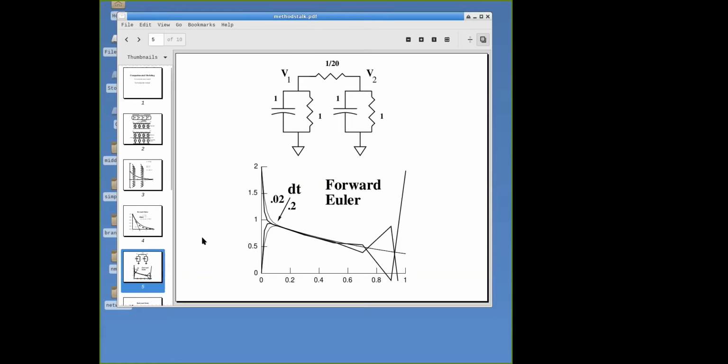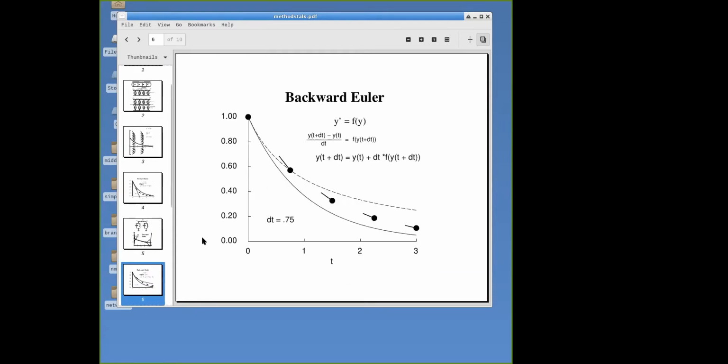So this is why NEURON doesn't use forward Euler. Forward Euler might be okay, say, in a model that involves nothing but single compartment model cells, but it's not going to be very useful in a model that has cells with significant electrical extent. Well, what about backward Euler?